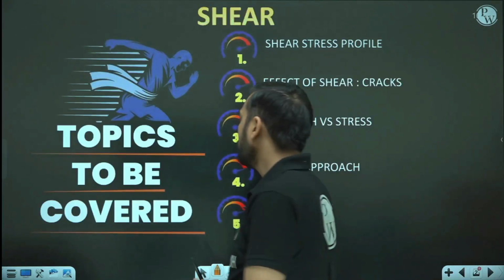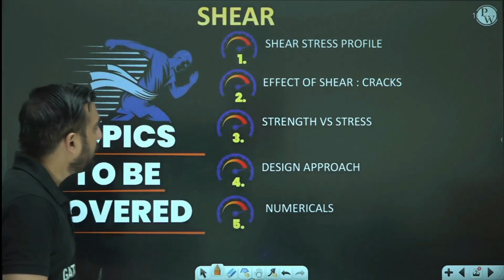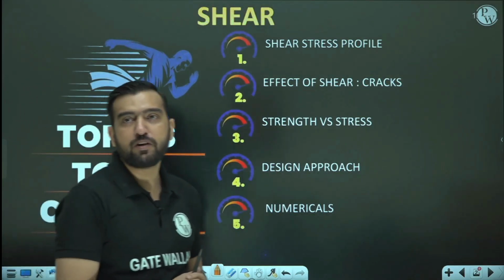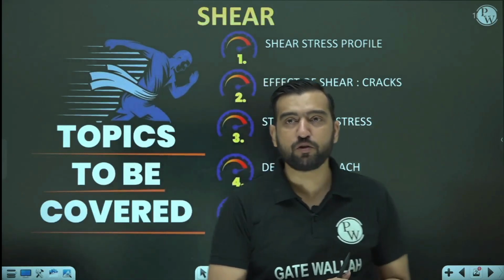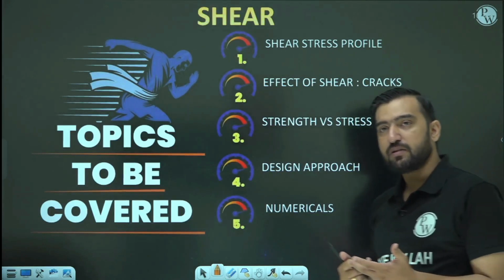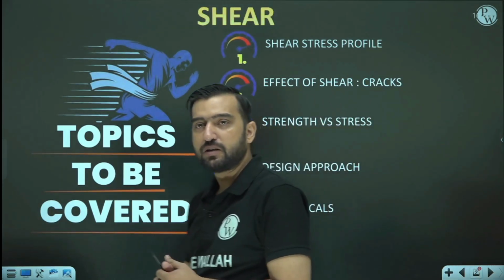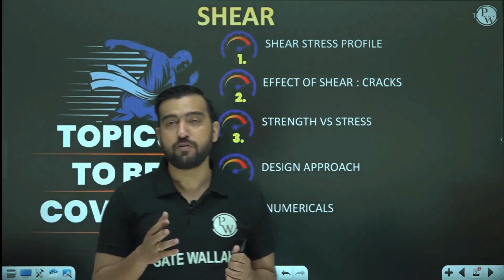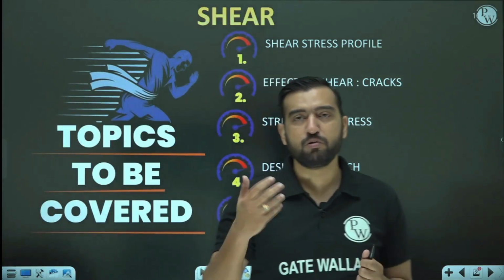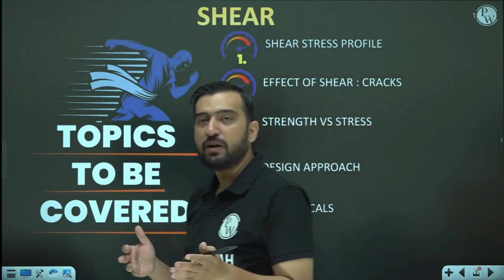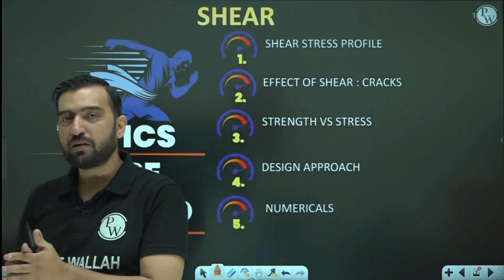So we are going to see the shear stress profile. After that, we will be seeing what all the effects of shear are, especially in terms of cracks. Then we will be seeing strength versus stress, action versus reaction. Then we will be seeing how to approach our shear design, how to go for stirrups, when to go for vertical stirrups, when we can take advantage of bent up bars and all.